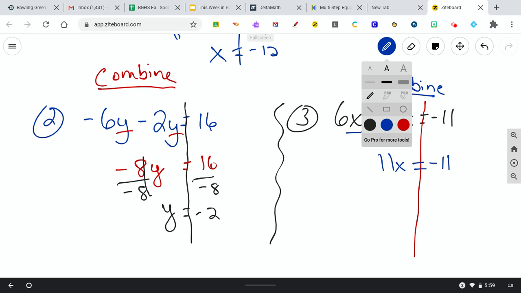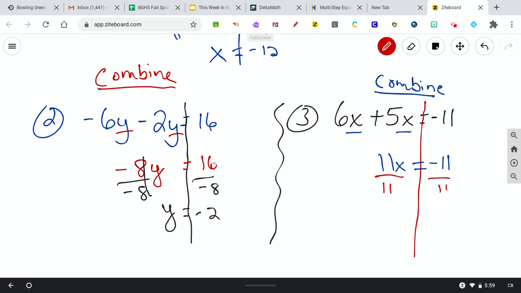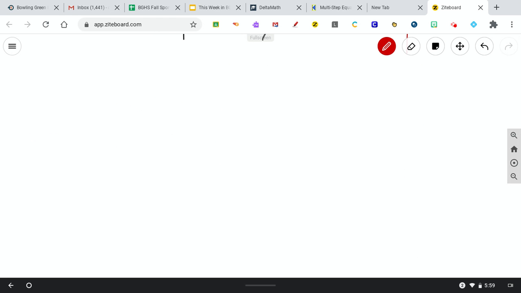So now my last thing to do is divide by 11. Divide by 11. That cancels. I get x equals negative 1. Because negative 11 divided by 11 is negative 1. Okay? Let's look at another example.